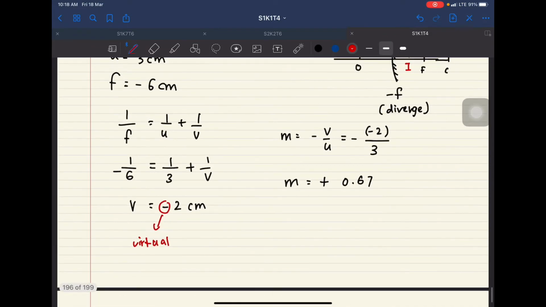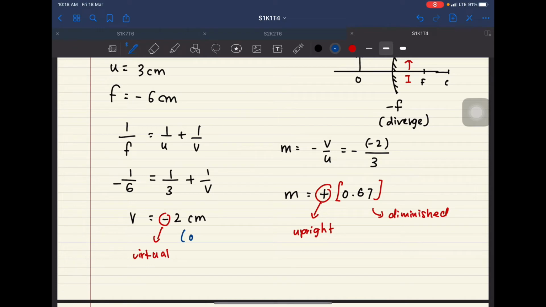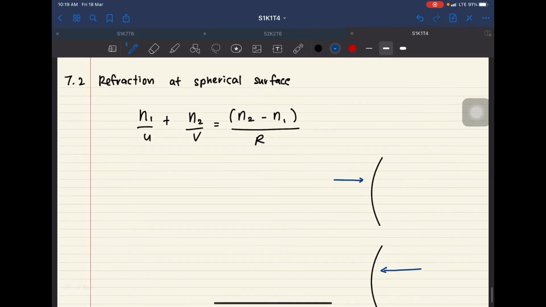Okay, I just double check that one. Okay, here the positive indicates that the image is upright, and 0.67 indicates that the image is actually diminished. So previously when they asked you to calculate V, so maybe you can state the position where this one is opposite side of the object. Opposite side to the object. Okay, so that one's for 7.1.